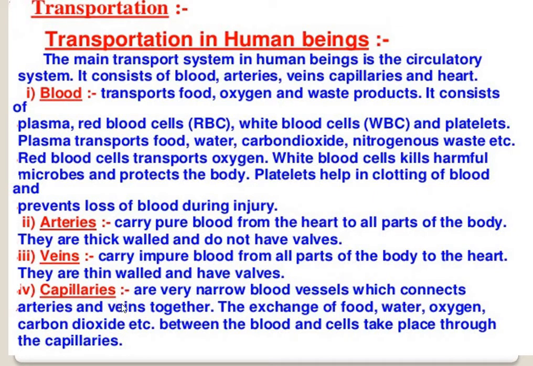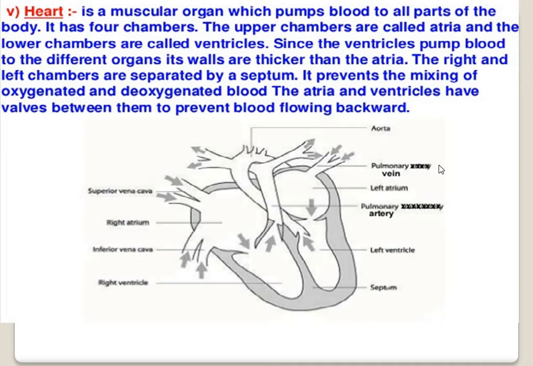And what about the capillaries? These are very, very narrow lumened vessels, that is, they have a very small diameter, which connect the arteries and the veins together. And here what happens? Exchange of food, water, oxygen and carbon dioxide between the blood and the cells takes place, it is actually through the capillaries. Now the next important part of the transportation system is your heart, the muscular pumping organ which pumps blood to all parts of our body.